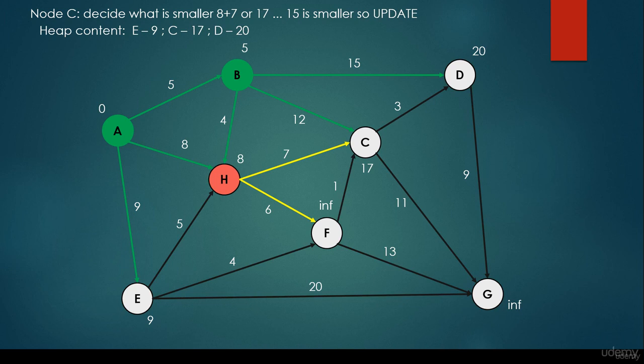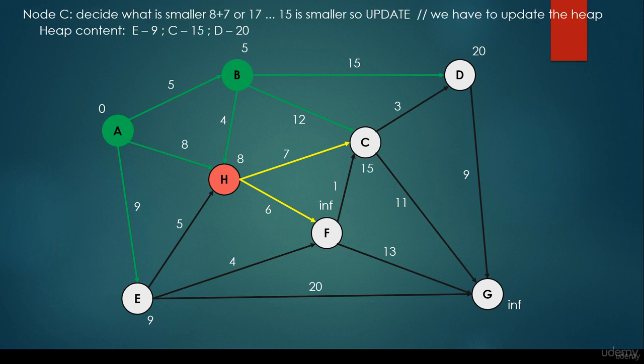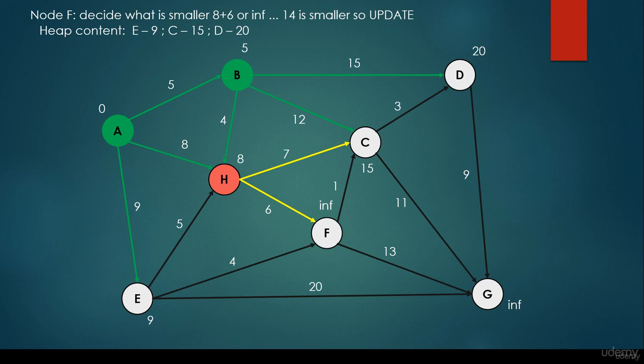15 is smaller than 17, so we update the minimum distance for vertex C as well as update the predecessor. C has the predecessor B, but because 15 is smaller than 17, we come to the conclusion that we come from H, so we update the predecessor accordingly. Okay, what about the F? We have to decide whether 8 plus 6 or infinity is the smaller one. Of course 14 is smaller, so we update it as well as the predecessor. The predecessor of F is going to be H.